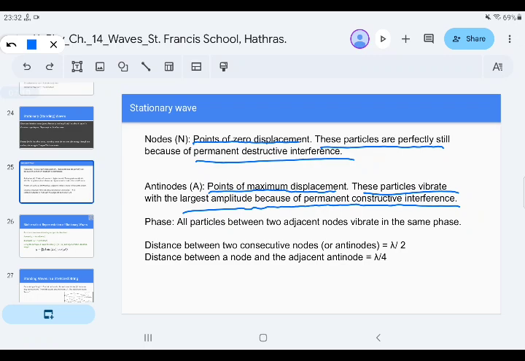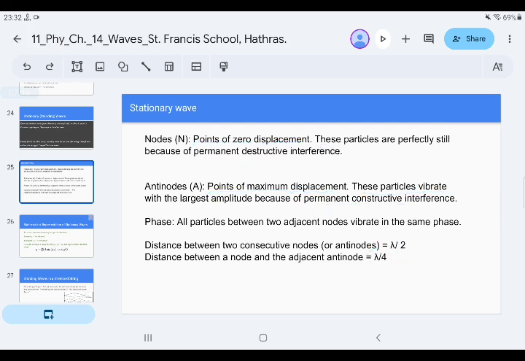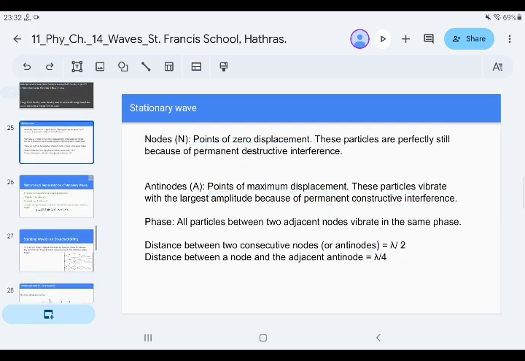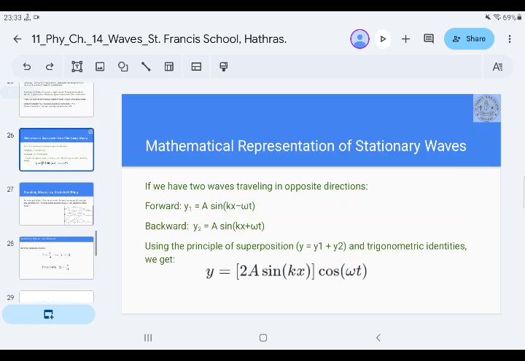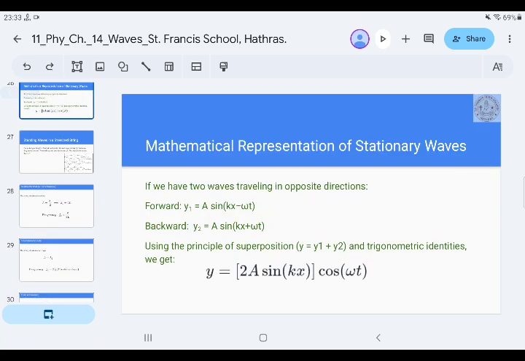And you will study later that the distance between two nodes is lambda by 2, and the distance between one node and one antinode is lambda by 4. Actually, you will have to learn it. You are also going to see this in the upcoming slides.